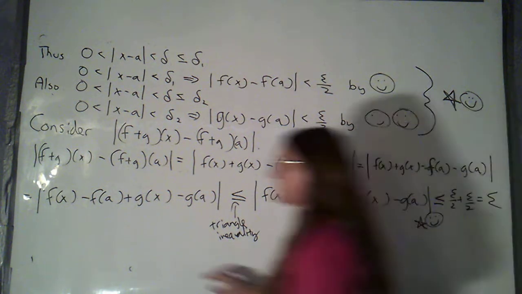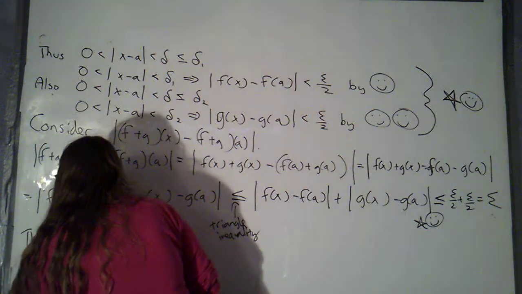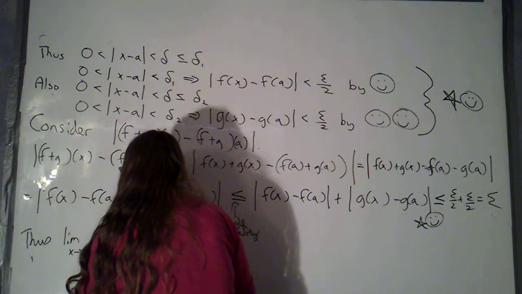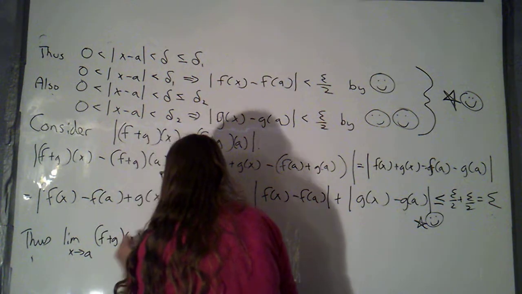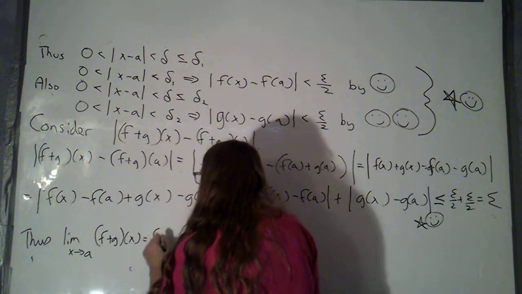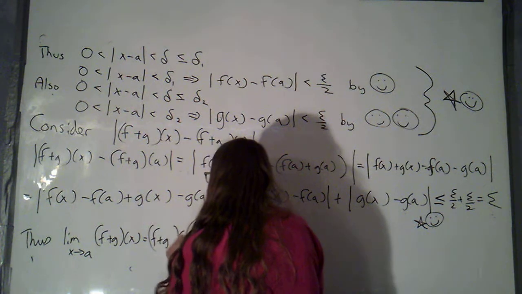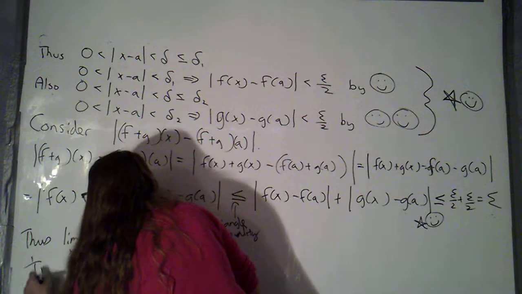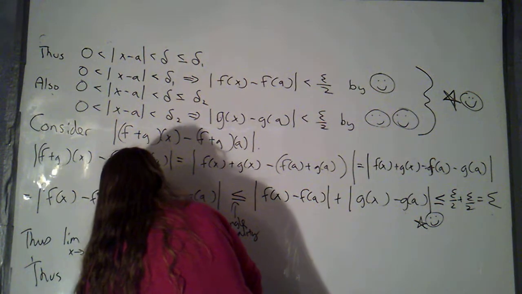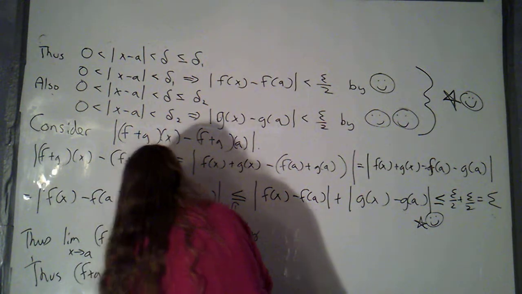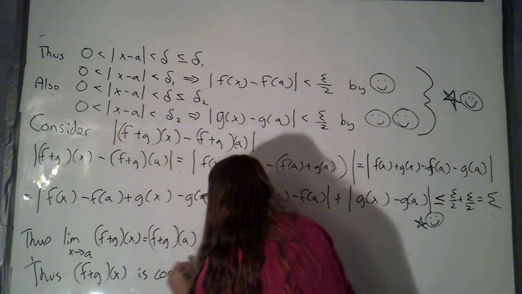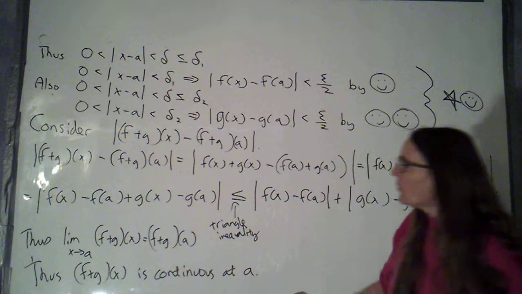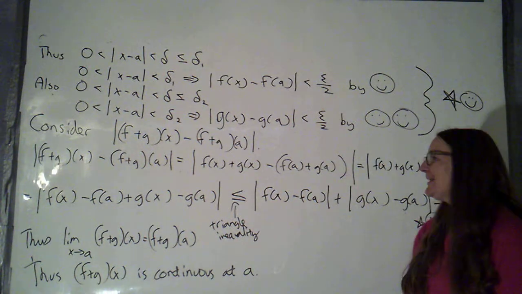What that shows is that thus the limit as x approaches a of f plus g of x is equal to f plus g of a, and what that shows is that f plus g of x is continuous at a, which was what we were asked to show in the beginning.